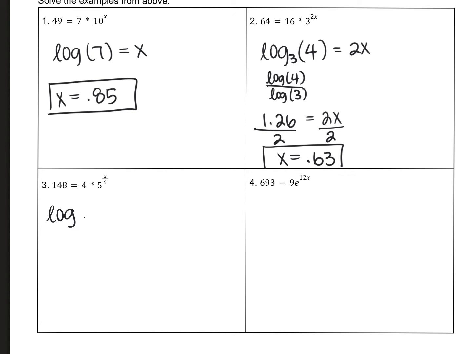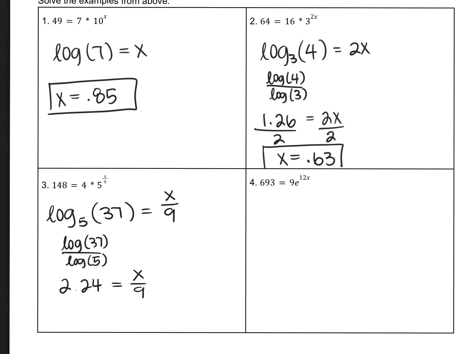We then had log base 5 of 37 equals x over 9. So again, my first step is to use my change of base formula. So log 37 over log 5. We're going to get 2.24 equals x over 9. Now in this case, I'm not going to divide to get x by itself. I'm going to multiply. So I'm going to multiply both sides by 9. And we're going to get x equals 20.19.